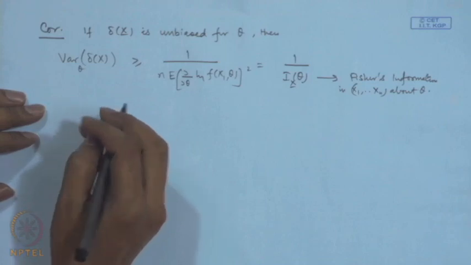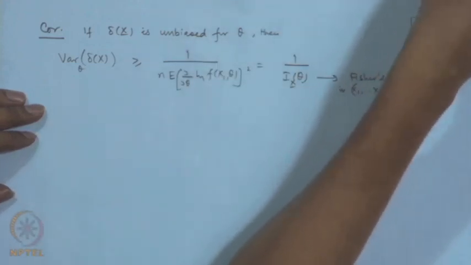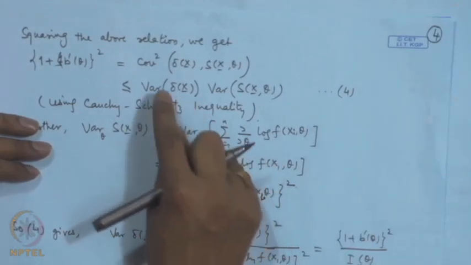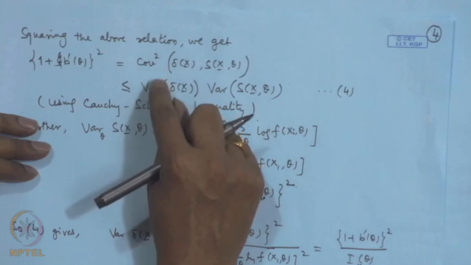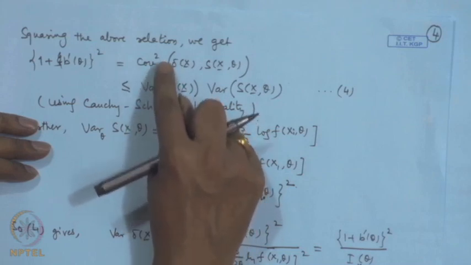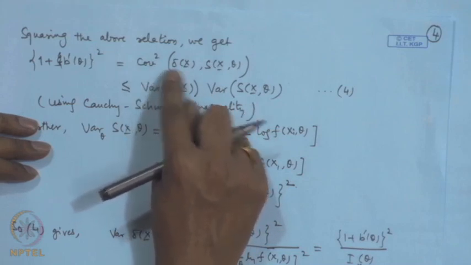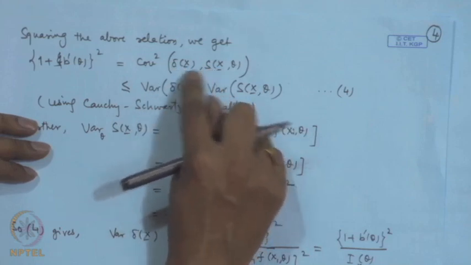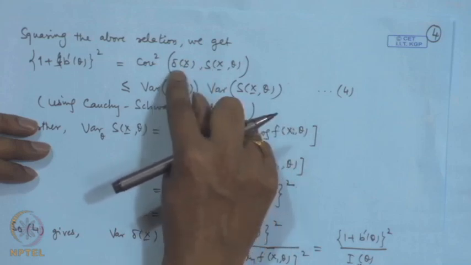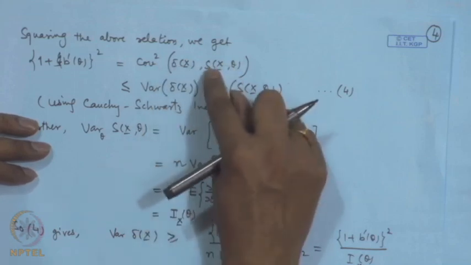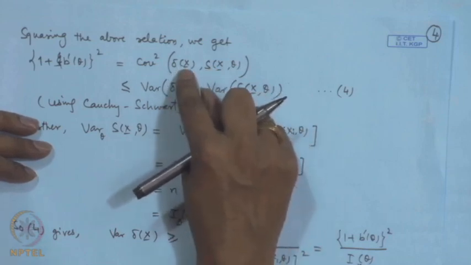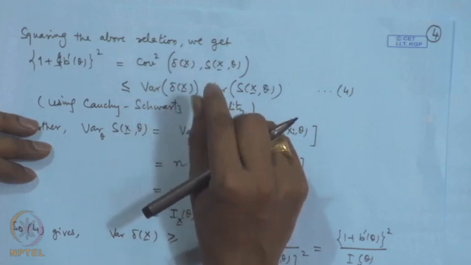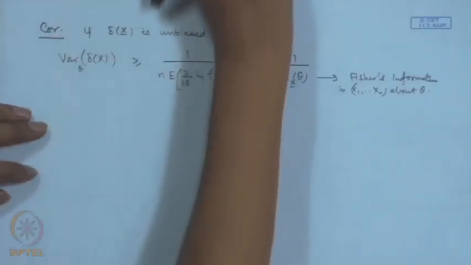Another point that let us see: the Rao-Cramer inequality that we have proved, the proof used the Cauchy-Schwarz inequality. Now, Cauchy-Schwarz inequality has a condition for the equality also. When is that true? The equality is true when delta and S are linearly related. You can say that S is a linear function of delta or delta is a linear function of S. Since here the random variables are involved, we have to say that they are linear functions with probability 1.